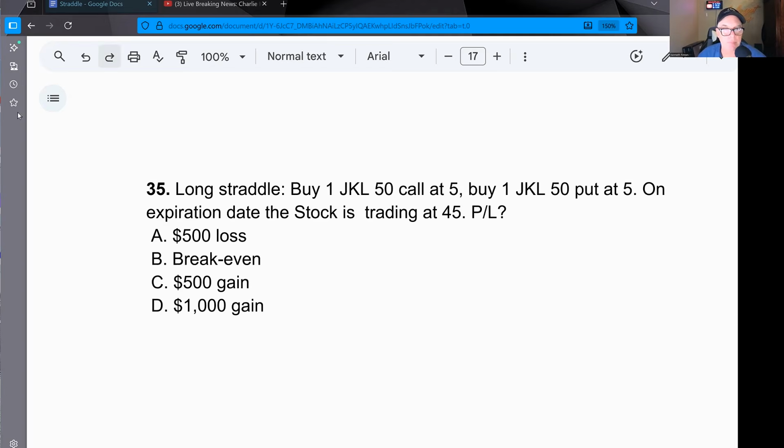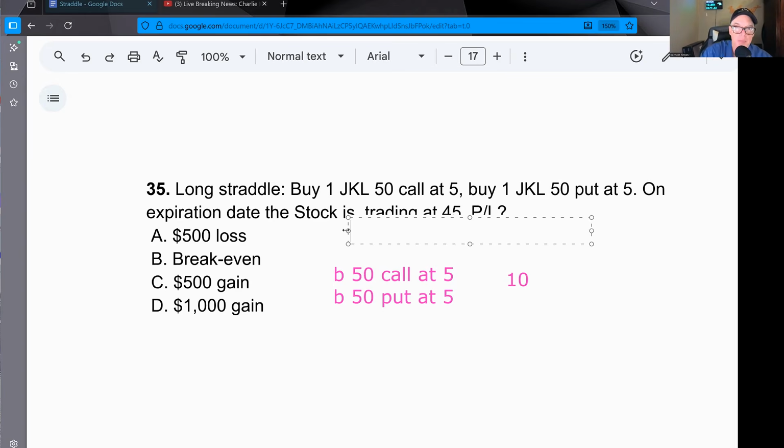Okay, here we go. Buy a 50 call at 5, buy a 50 put at 5. Makes it easy. Total of 10. I know where we're going on this one. So our break even is upper is 60, lower is 50. It's a long straddle. So we want it outside the range.